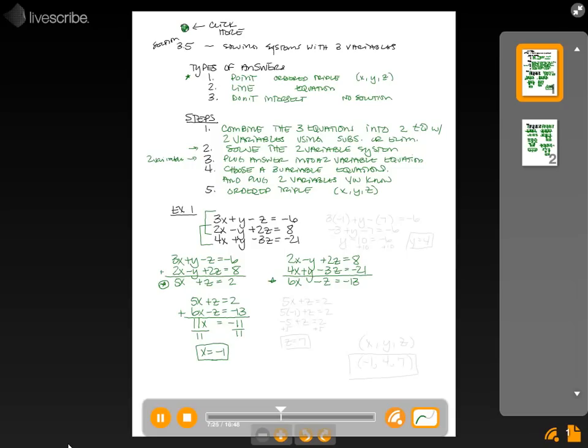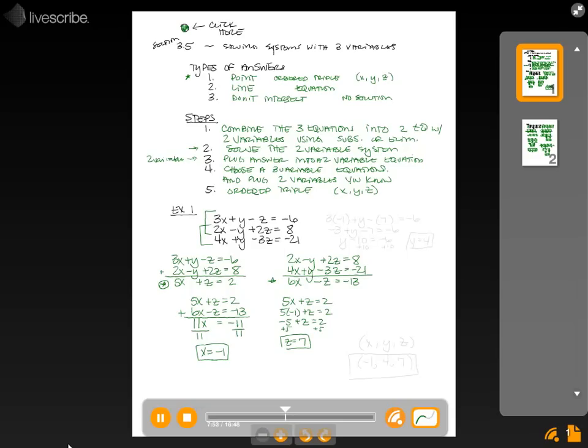So we're at step 3 now. It doesn't matter which one I plug it into, I'll get the same answer. I'm going to plug it into the top one, which is 5x plus z equals 2. So now it's 5 times negative 1 plus z equals 2, because we've got negative 1 to be x. Negative 5 plus z equals 2. Add 5 to both sides, z equals 7. So there's my second number.